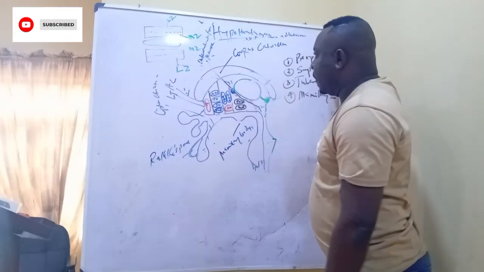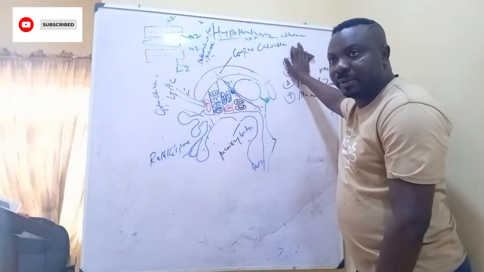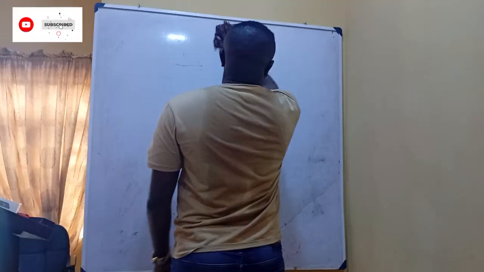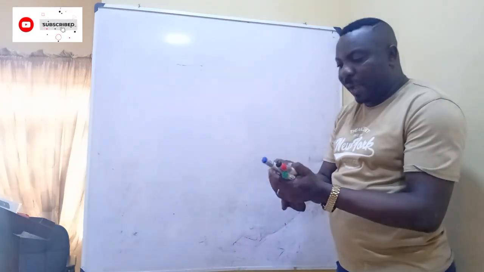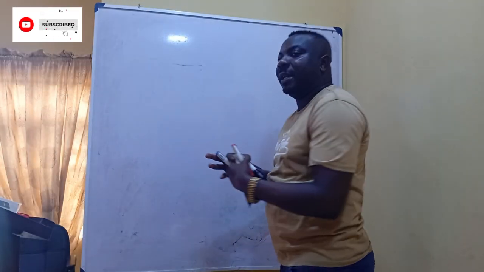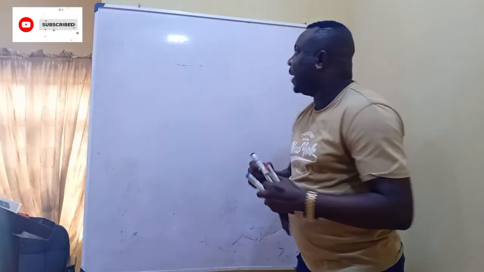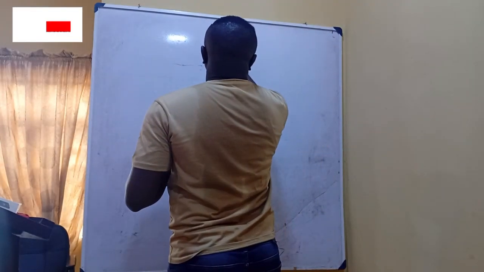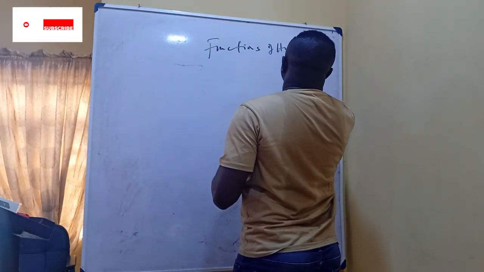Are you there? So now let's go to the functions of the hypothalamus. That's the next thing, right? Yes, sir. Now let's talk about the function of the hypothalamus. The hypothalamus usually has three major functions, which are what? The functions of the hypothalamus.